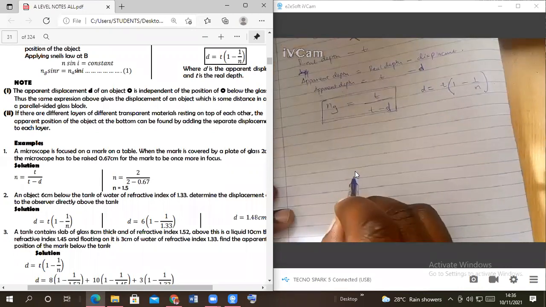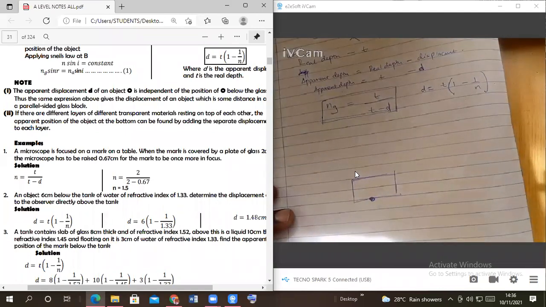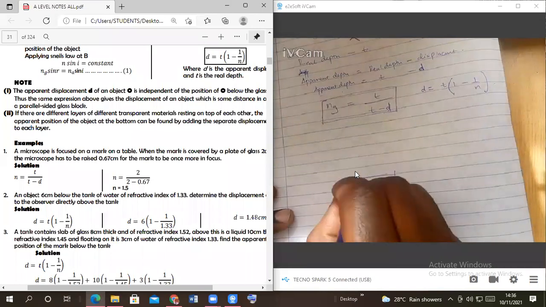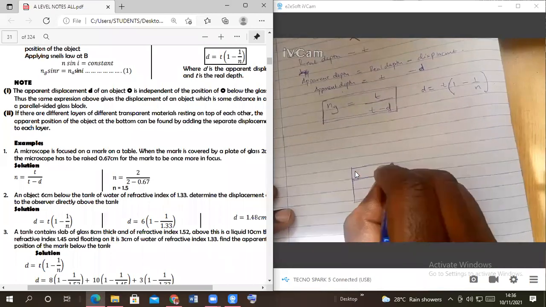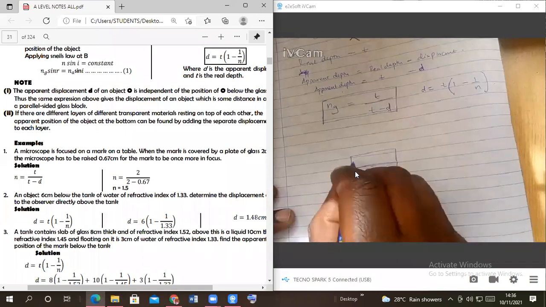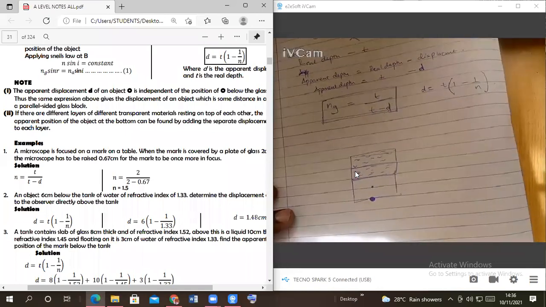So they're saying that if you have glass here, and you have an object at the bottom here, this glass causes a displacement, so that the object appears to be here. But on top of this glass, there is maybe a liquid, and on top of this liquid, there is water. So it means that there will be different apparent displacements in each of the materials.